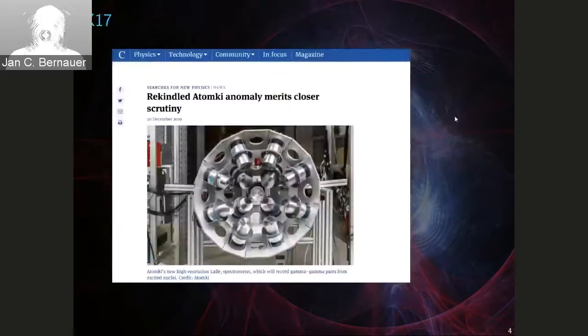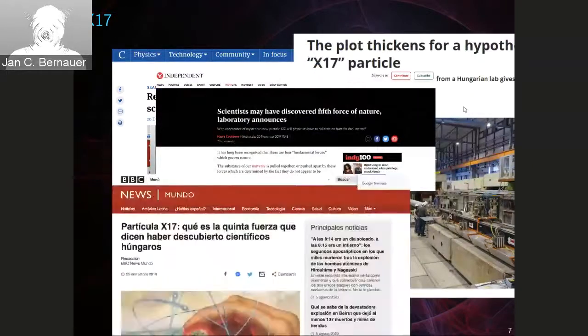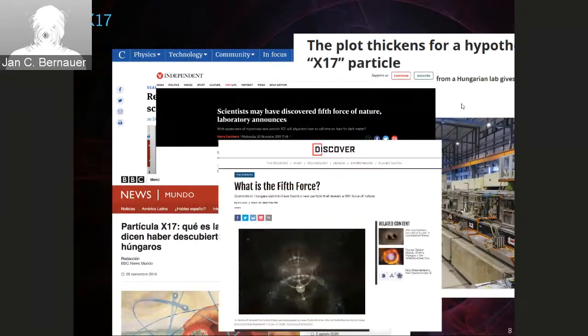And we put this proposal in two years ago, and since then, this X17 got more traction last year. You might remember they came out with this helium result, and that really pushed a lot of media attention to it. So I have a couple of screenshots here just from articles at that time, and that really motivated us to come back and propose this again.